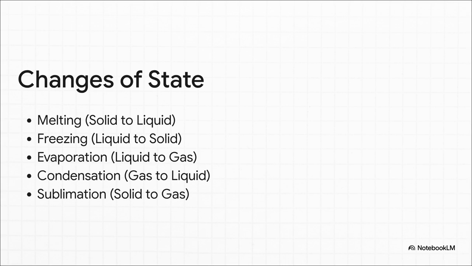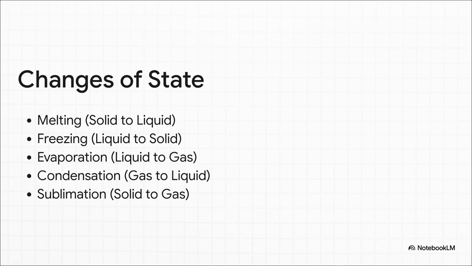Melting is the shift from a solid to a liquid. Think of an ice cube left out on the counter. Freezing is the exact reverse, liquid to solid, like putting an ice tray in your freezer. Evaporation is liquid to gas, which we saw earlier with that disappearing puddle of salt water. Condensation is the shift from a gas back to a liquid. You've definitely seen this when water droplets suddenly form on the outside of a cold glass of juice. And finally, sublimation. This one's a bit more rare, where a solid turns directly into a gas, totally bypassing the liquid phase entirely.